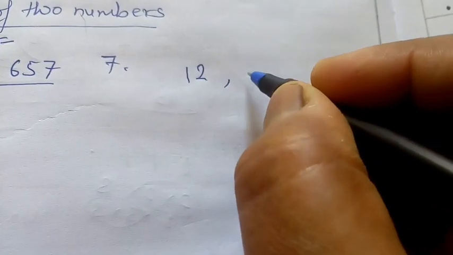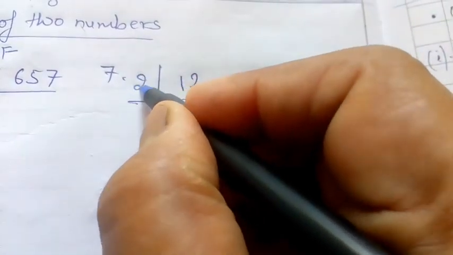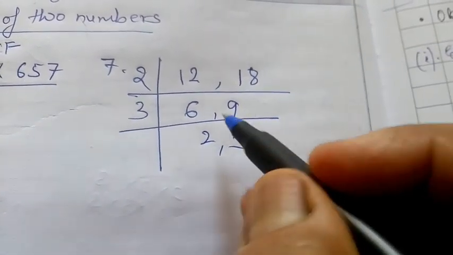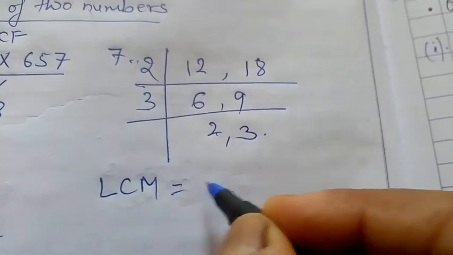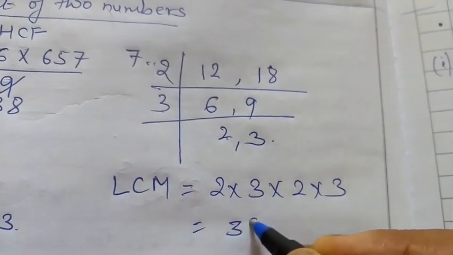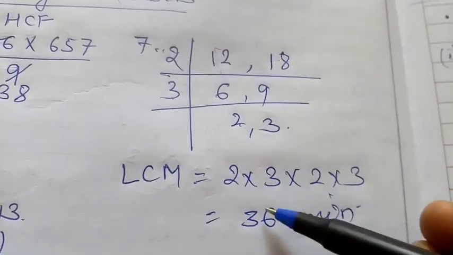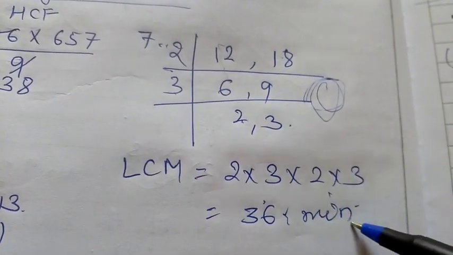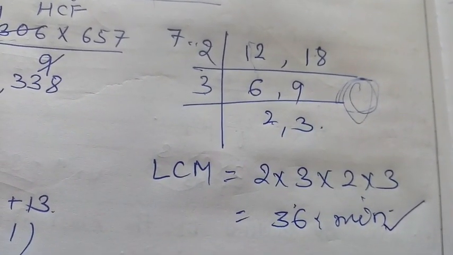First takes 12 minutes and second 18 minutes. Now taking LCM of these two numbers. 2 3s are 6, 2 6s are 12, 3 12s are 36. LCM is equal to 36. 2 into 3 into 2 into 3. So they will meet after 36 minutes. It means one completes 3 rounds and the other completes 2 rounds, and they will meet after 3 rounds and 2 rounds. It means 36 minutes. That's all about the exercise 1.2. Now you can solve. Thank you.